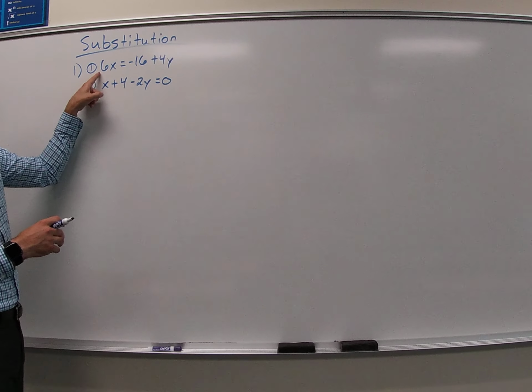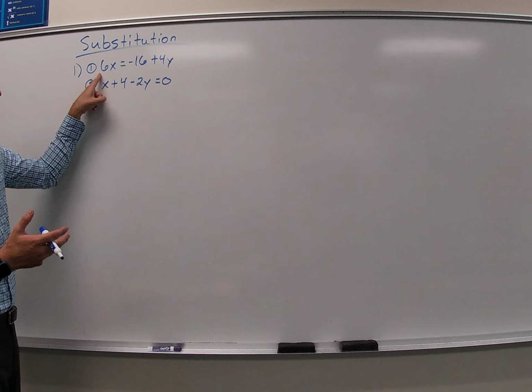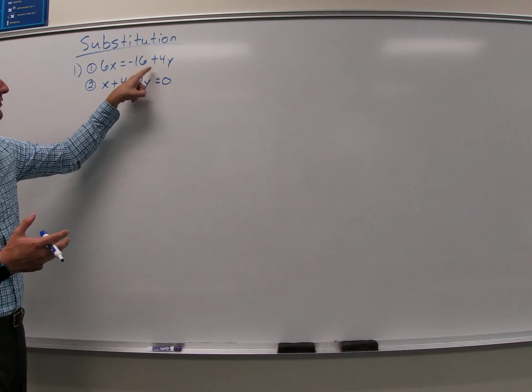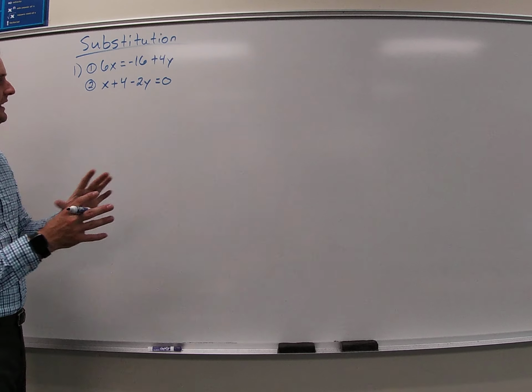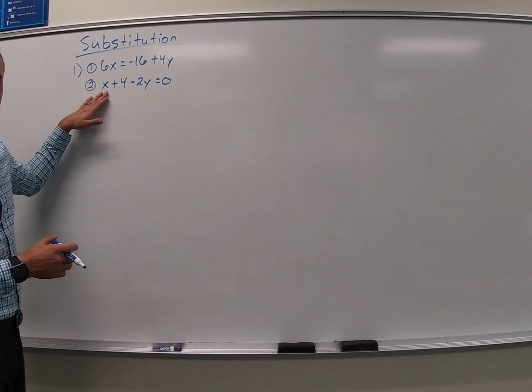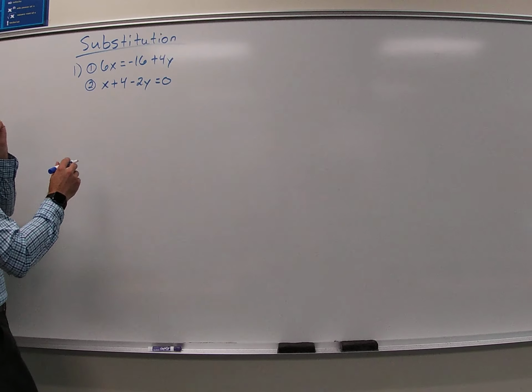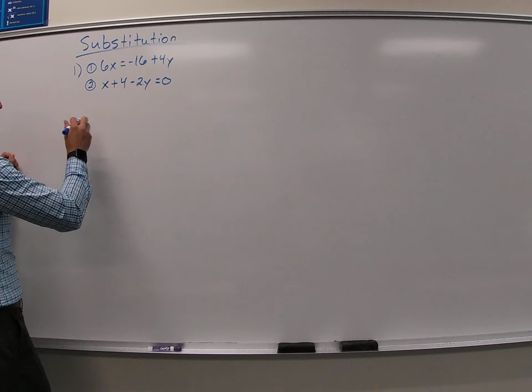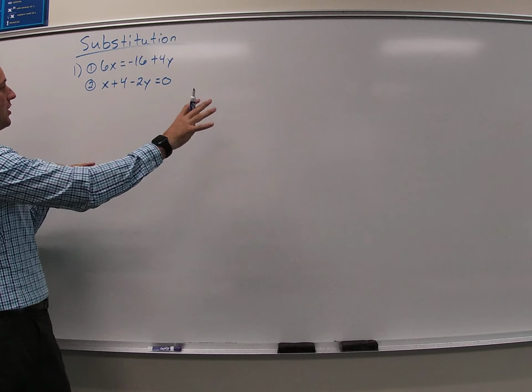The reason you don't want to just divide by 6 and get it done in one step is that you're going to get fractions for both of these if you divide by 6. And that's going to be more challenging to deal with than it would be just to get a 1x by itself. So here's what we're going to do. We're going to work with line 2, and we're going to solve for x.